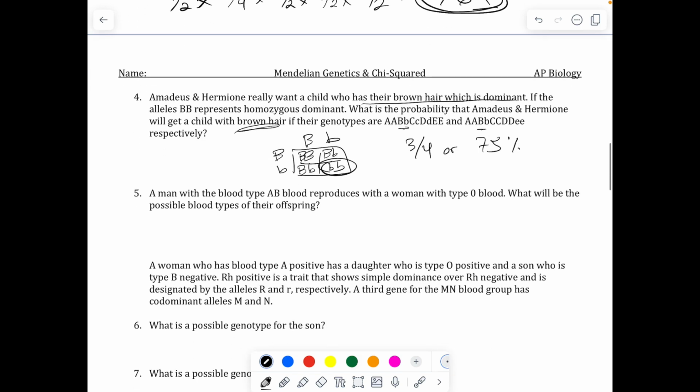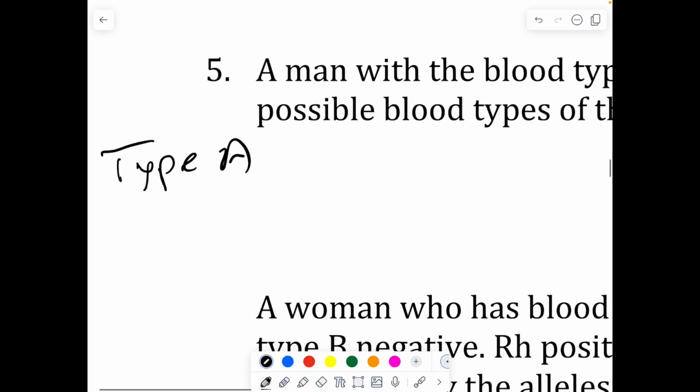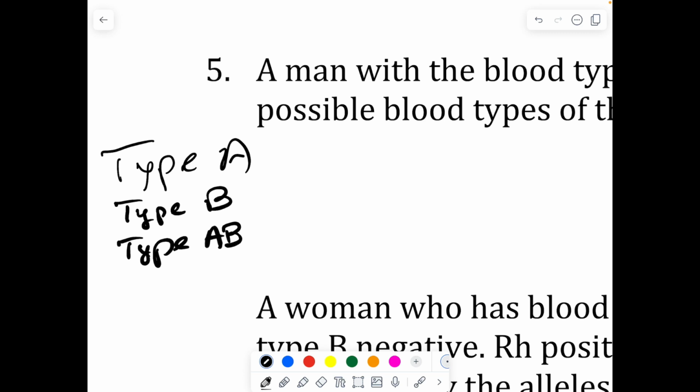All right, on to blood types. So I always like to write the genotypes for each one out first. So I'm going to try to zoom in here. Let's see. B type. I always do that. AB type. O.